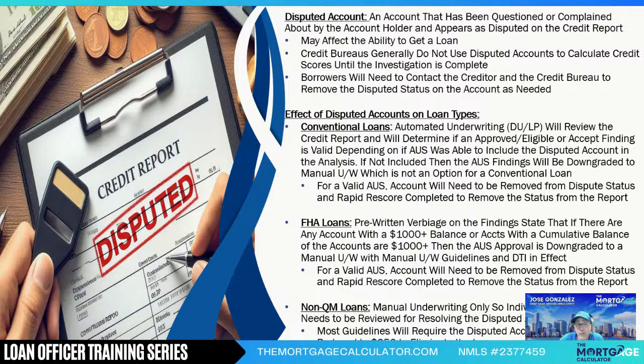Now, FHA loans are a little bit easier to deal with for disputed accounts. When you're running FHA loans through automated underwriting, for example DU, you will get pre-written verbiage on the findings that states, this is not an exact quote here, that any account with a balance of $1,000 or greater, or any group of accounts with a cumulative balance, meaning if you add up all of the individual account balances, they are $1,000 or more, then the AUS approval is downgraded to a manual underwrite with manual underwriting guidelines and DTI in effect.